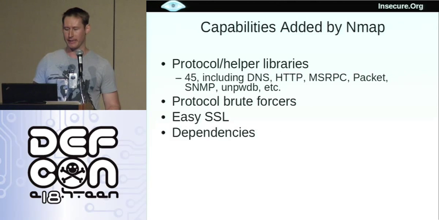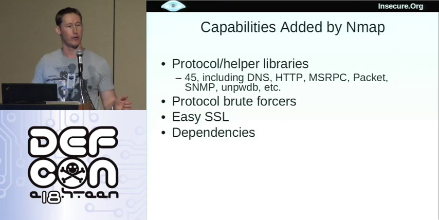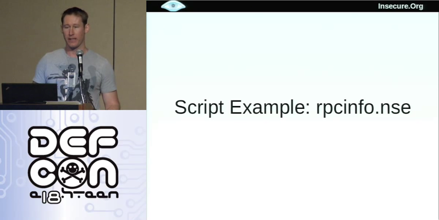Nmap adds a few capabilities to that. We have protocol and helper libraries. They help you make, say, an SMB query or a HTTP request without getting bogged down in the details of the protocol for making those requests. We have protocol brute forcers, like we looked at SMB brute, so that it can find the passwords for you in those times when you really need them. We have SSL, and we have the dependency system. We talked about how SMB enum users can then take that username list, and SMB brute knows to have users run fast, take those results, and crack them. So that's a really quick overview of what we've added.